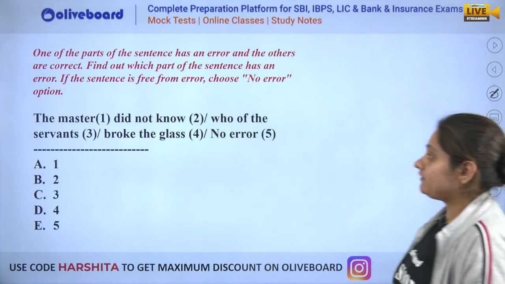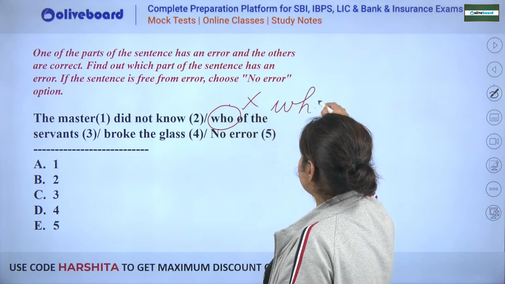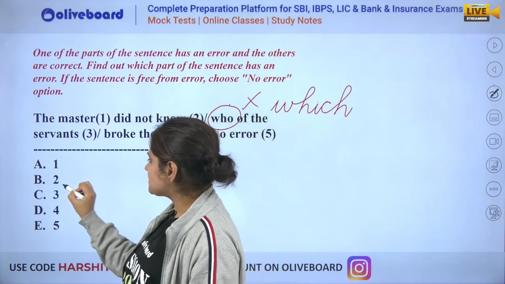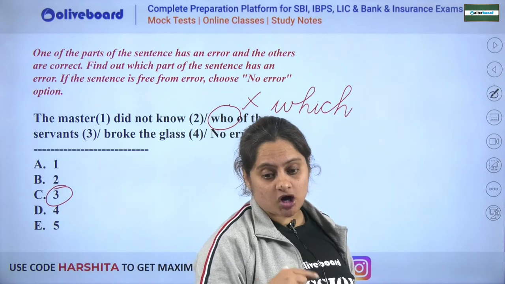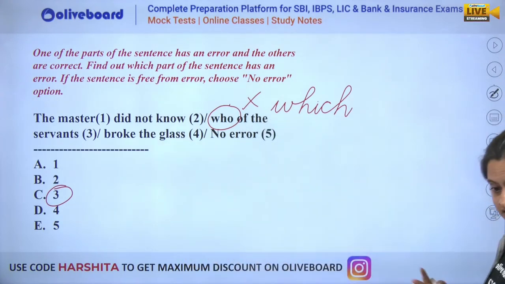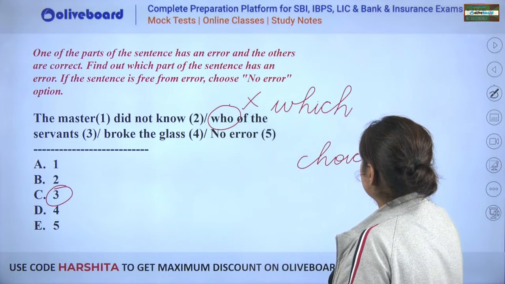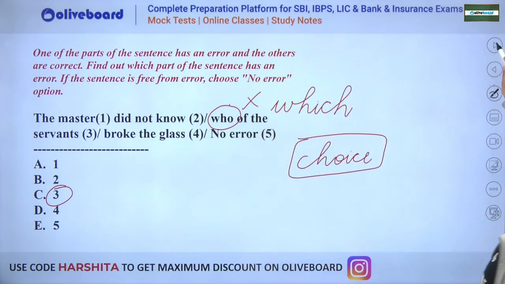Yeah. Whenever you talk about selection, choice, what will you write, guys? Relative pronoun, which. Who is for people? Who we use for the subject? So, third part. Whenever you talk about choice and selection, which of the two? Which of the two bags is yours? Right? So, which of the servants broke the glass? Whenever you talk about choice or selection, which will come? Now, guys, these were your basic questions of errors, similar pattern in the exam.